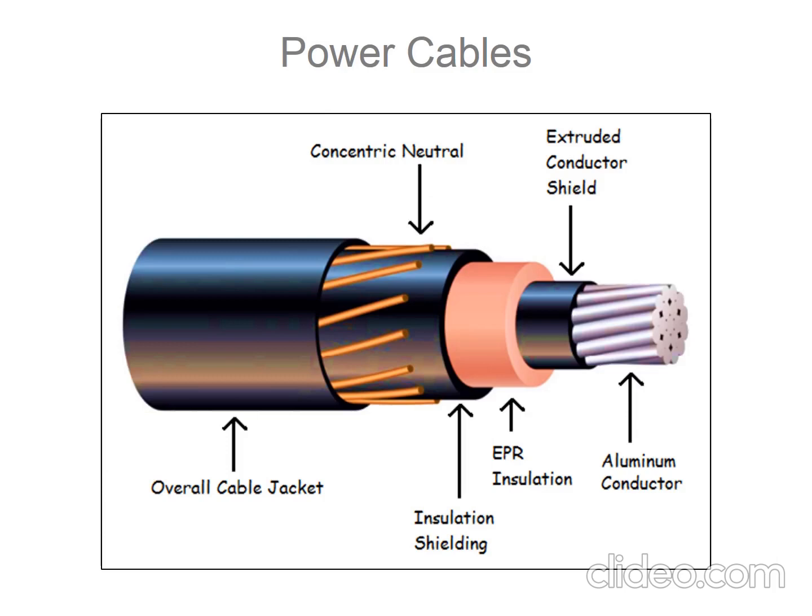This is the structure of power cables. We can see here, this is the conductor. This one is the extruded conductor shield. This one is the insulation. This one is the insulation shielding. And this one is the concentric neutral. And this one is the cable jacket.